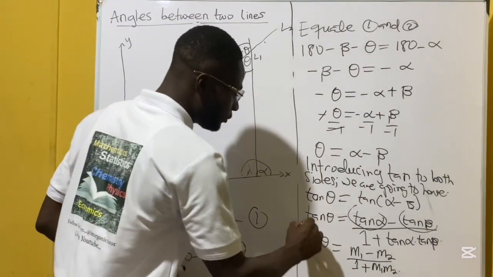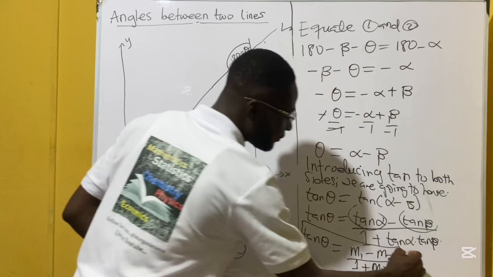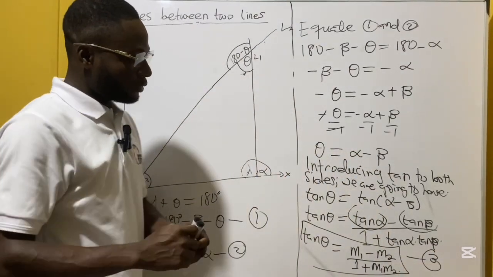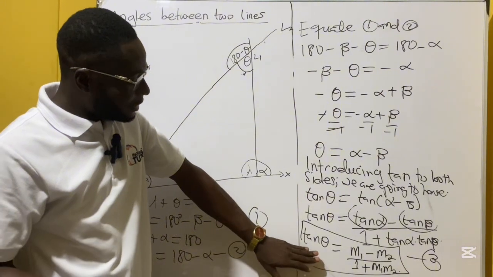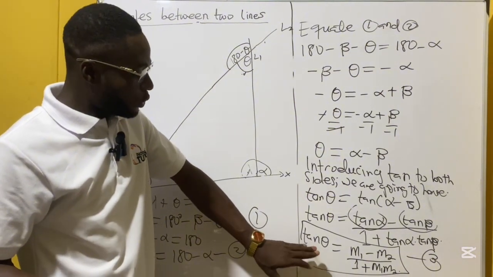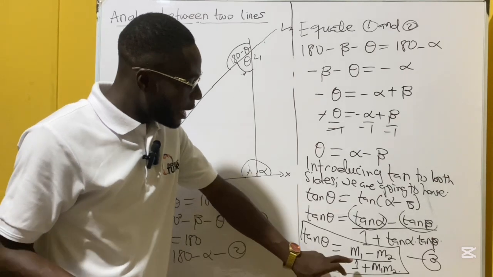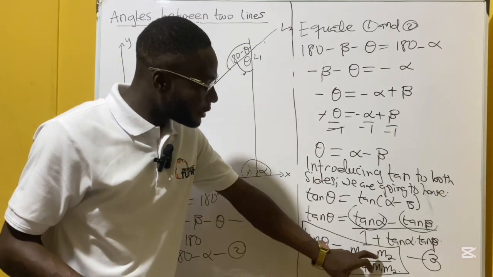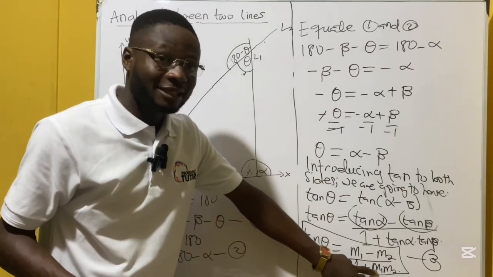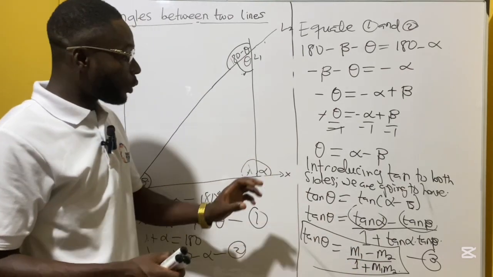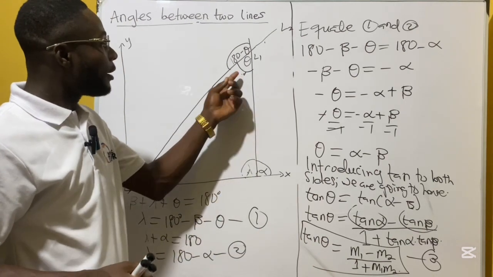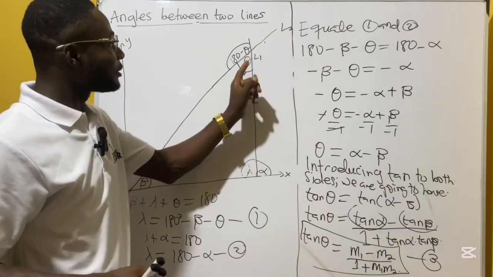So this is what we have. We consider this as equation 3, right? This is the formula that we are going to use a lot. So tan theta equals M1 minus M2 over 1 plus M1 times M2. This will help us to calculate the angle between these two lines.